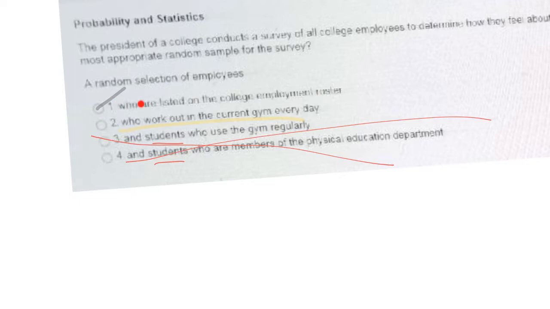But also you could look at it and be like, well, clearly that's a great way of picking a random sample. Yeah, you just look at the college employment roster, which includes hundreds of employees, and treat it like a lottery. You just pick out random employees from that whole roster.